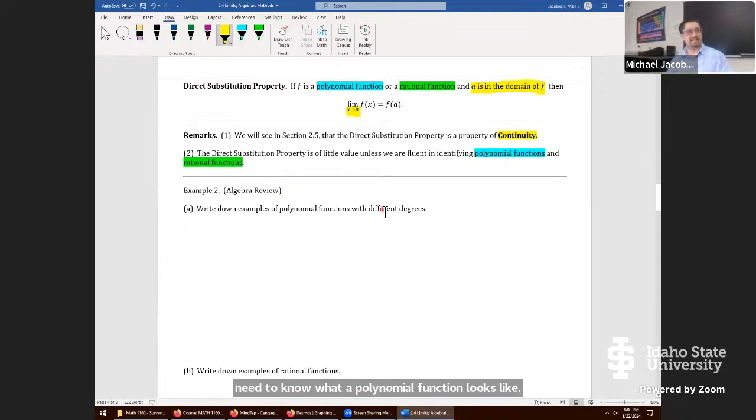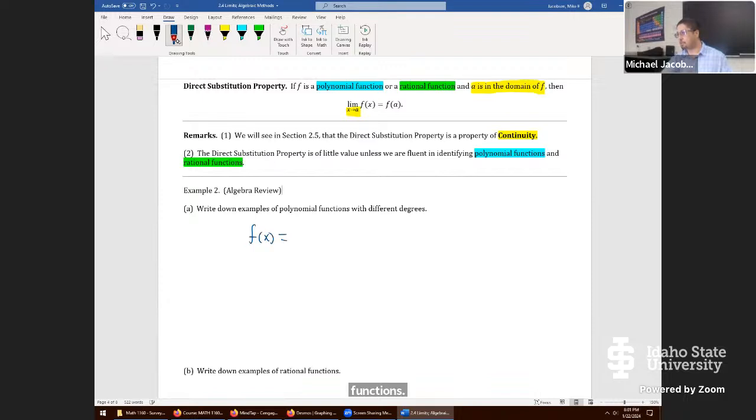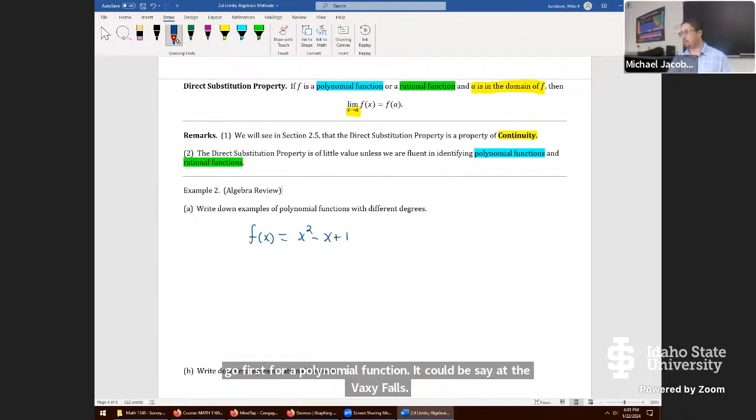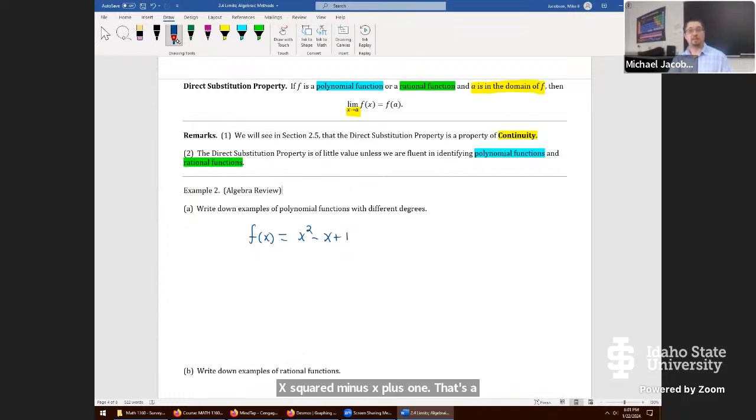And so this is a really fast example too. We're just putting down some examples of functions. I'll go first for a polynomial function. It could be, say, f of x equals x squared minus x plus 1. That's a nasty polynomial, doesn't look fun to factor, but it's a true and honest polynomial.